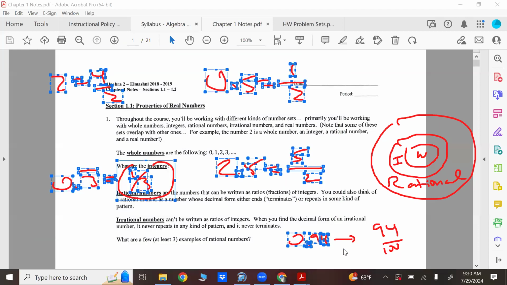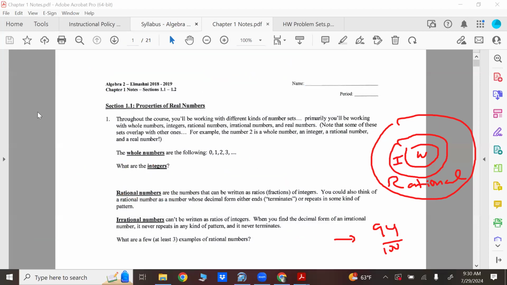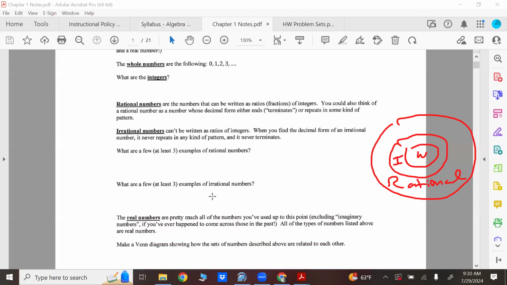Let me get rid of this here. So what I'm going to do is I'm going to make a rectangle.